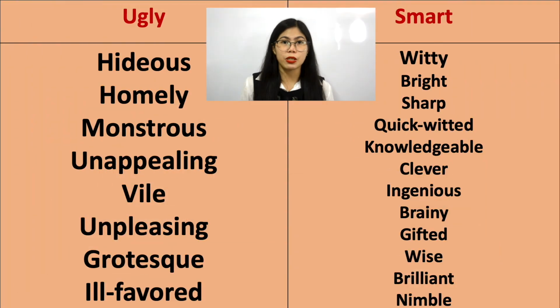And if you want to describe something as ugly, you can also write hideous, homely, monstrous, unappealing, vile, unpleasing, grotesque, ill-favored. And if you want to describe something or someone as smart, you can also say or write witty, bright, sharp, quick-witted, knowledgeable, clever, ingenious, brainy, gifted, wise, brilliant, and nimble.